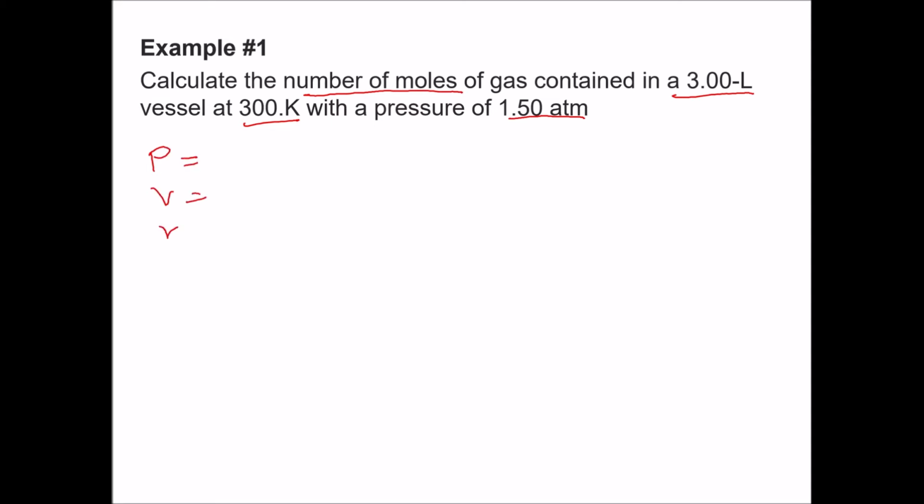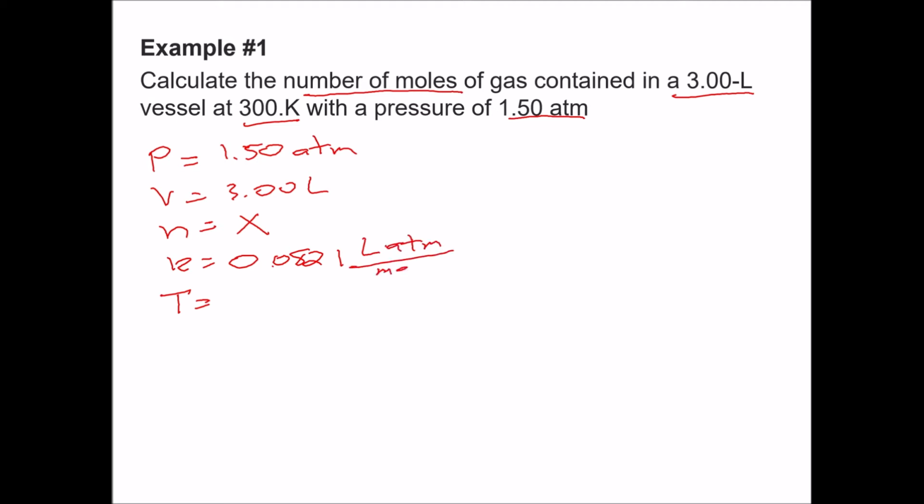PV equals nRT. My pressure is 1.5 atm. My volume is 3 liters. My moles is what I'm looking for, that's my X. My R is always going to be that constant, 0.0821 liters times atmosphere divided by moles times Kelvin. And my temperature is 300 Kelvin.